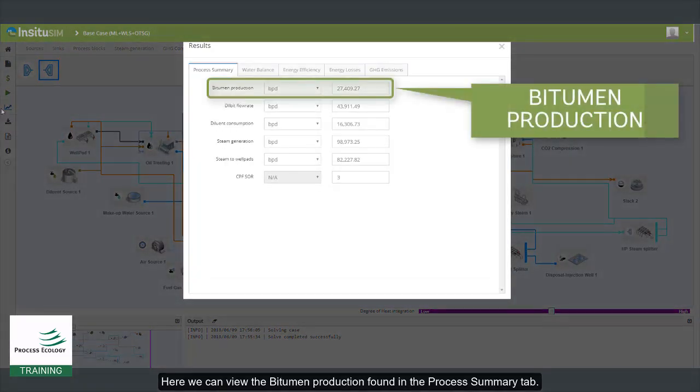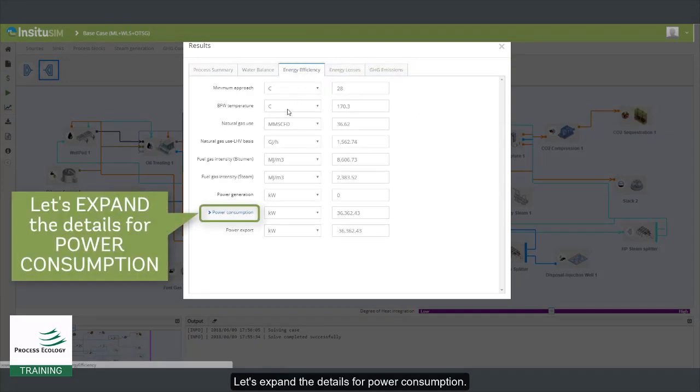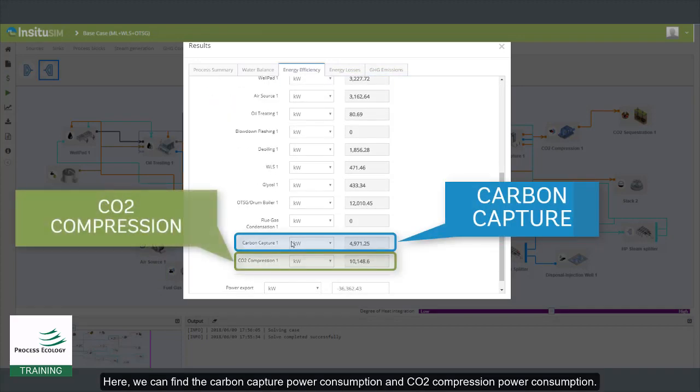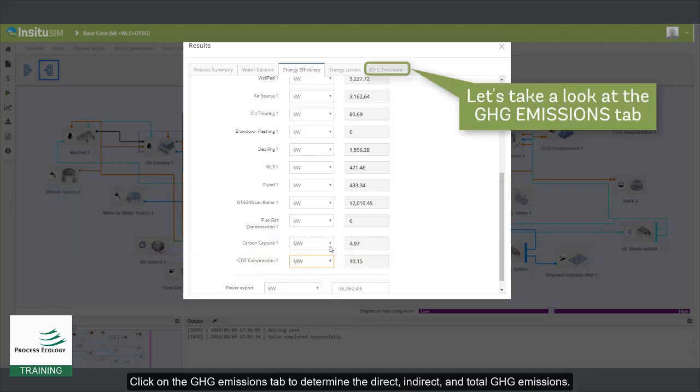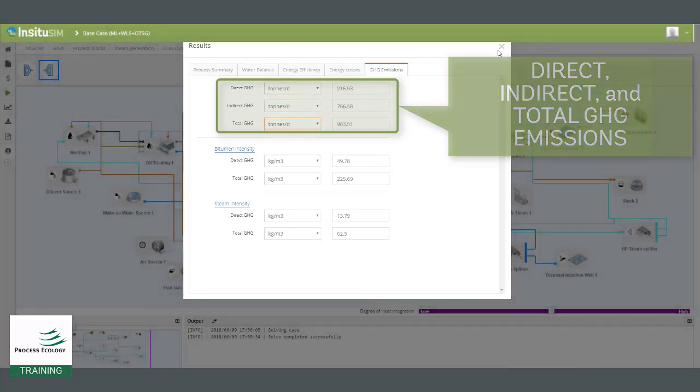Here, we can view the bitumen production found in the Process Summary tab. Now let's take a look at the Energy Efficiency tab. Let's expand the details for power consumption. Here we can find the carbon capture power consumption and CO2 compression power consumption. Click on the GHG Emissions tab to determine the direct, indirect, and total GHG emissions.